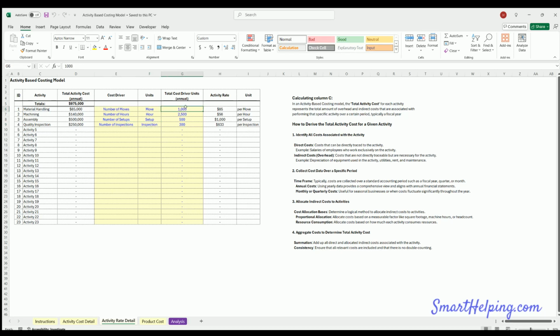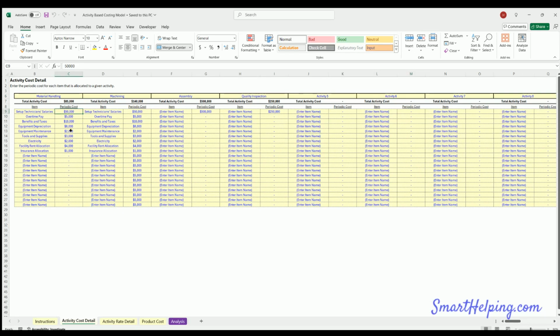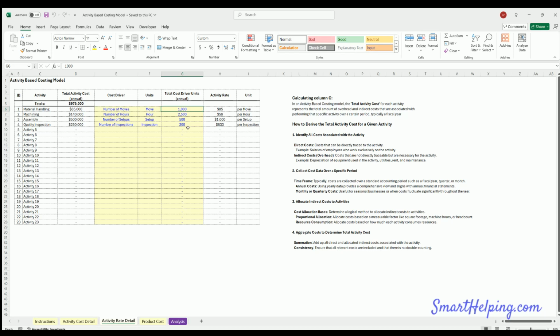And over the course of a year, you're trying to input here how many units were used. It's called total cost driver units. So here we're saying there was $85,000 spent for material handling, which was made up of all these individual costs here. And there were 1,000 consumed units of this activity, essentially.